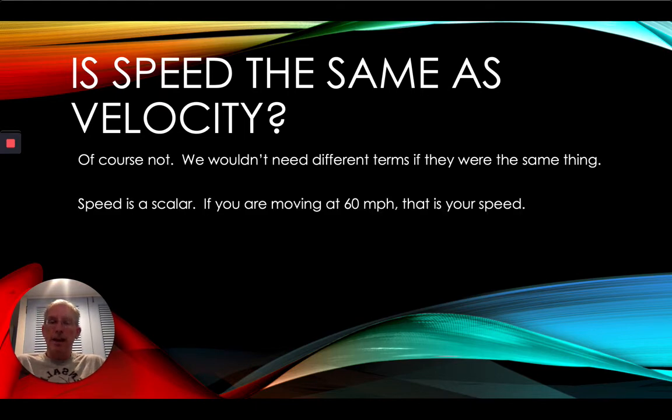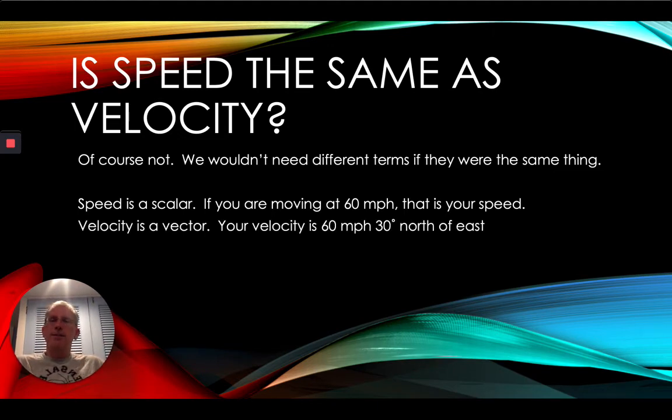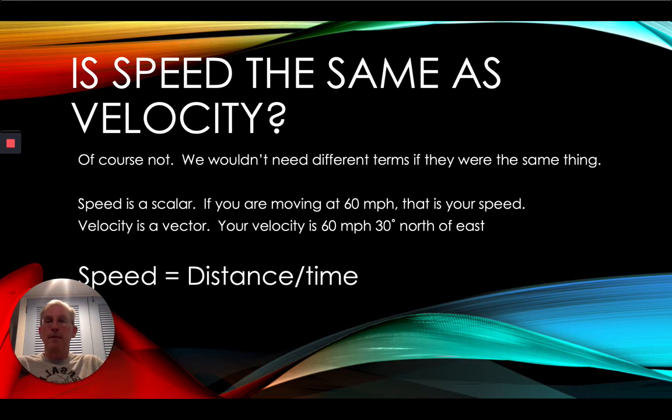Speed is going to be a scalar. So you could say, look, I'm moving at 60 miles an hour. That's your speed, right? There's no implied direction. I just told you I'm moving at 60 miles an hour. Velocity, on the other hand, is a vector. It needs a speed of 60 miles an hour, and it needs a direction. So let's say I put some trig in here, and I say I'm moving at 30 degrees north of east.